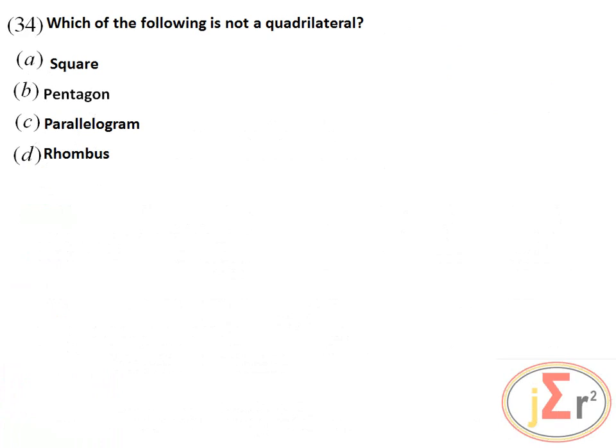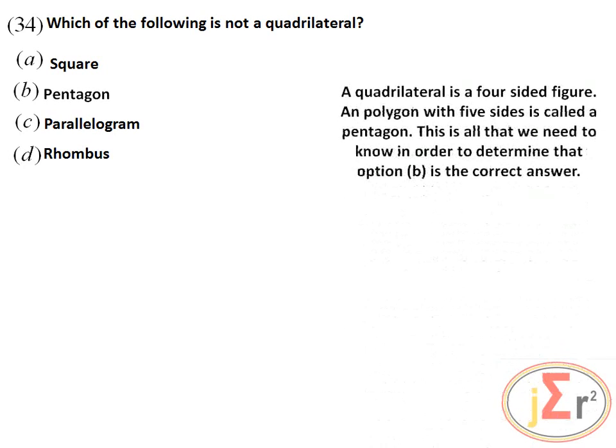Which of the following is not a quadrilateral? We have square, pentagon, parallelogram, and we have rhombus. Which one is not a quadrilateral? A quadrilateral is a four-sided figure. Any polygon with 5 sides is called a pentagon. This is all that we need to know in order to determine that option B is the correct answer. So there we have a pentagon.